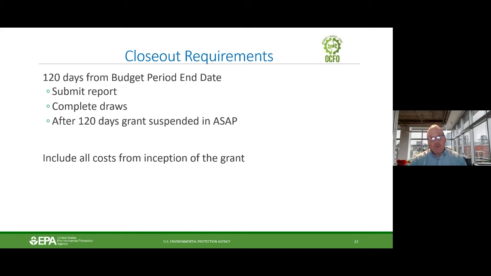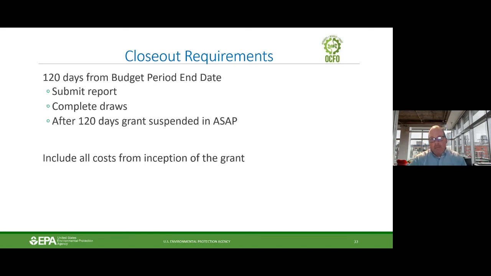So if you have an older grant that you still have out there, just check the terms and conditions of the award, because that's really going to dictate it. If you have a grant prior to 2020, it probably is 90 days, but you want to check the terms and conditions. If you have a grant that was awarded after November 2020, it's 120 days. So you have 120 days from that date to submit your report, complete your draws, and do everything you need to do to close out the award.